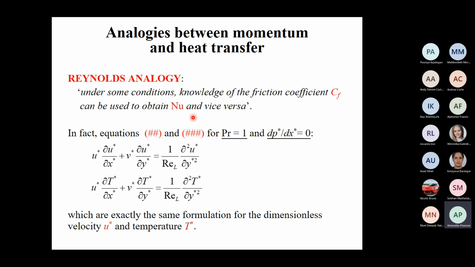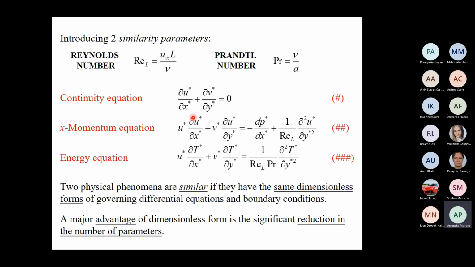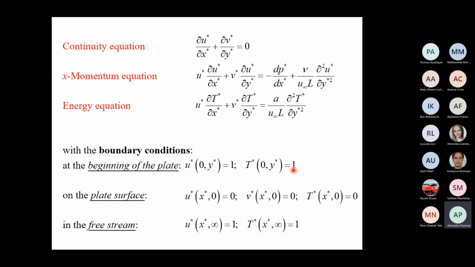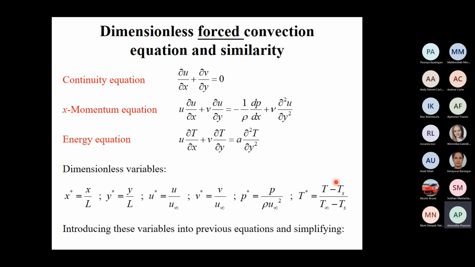In fact, if I go back to the dimensionless equations that were obtained here, and compare the x momentum equation and the energy equation, if I assume the pressure gradient in x is negligible, so I eliminate this part, and I select fluids for which the Prandtl number is equal to 1, I obtain exactly the same formulation for the x momentum equation and for the energy equation. Exactly the same equation. That means if I am able to obtain the solution for U star, exactly the same solution can be applied to T star, remembering that U star is U divided by U infinite and T star is the ratio between temperature differences.